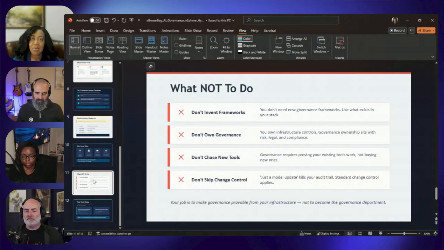Model updates can kill your audit trail because it can start a new trail. So understand those standard change controls and why they should apply.